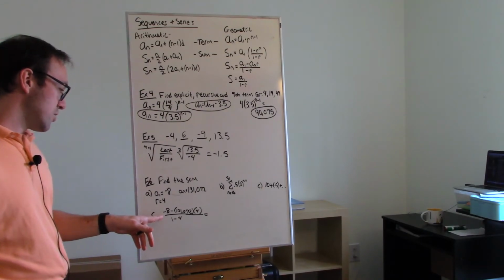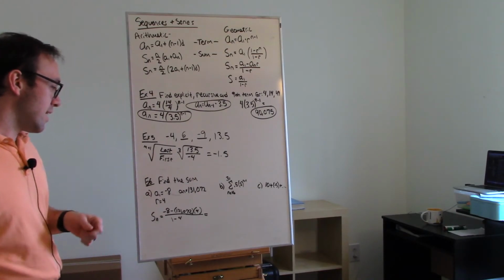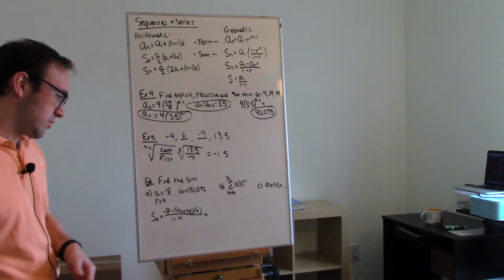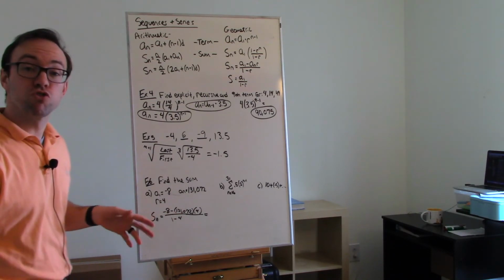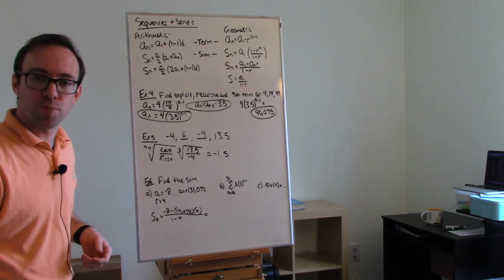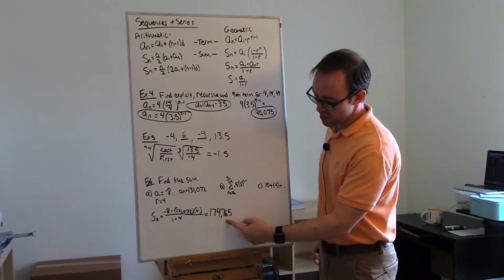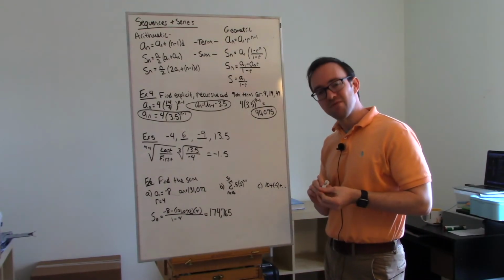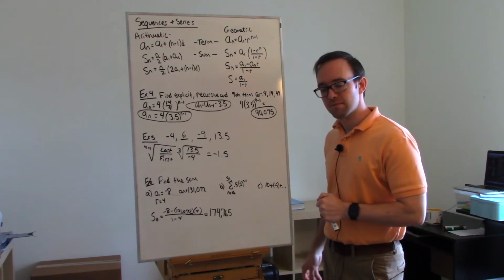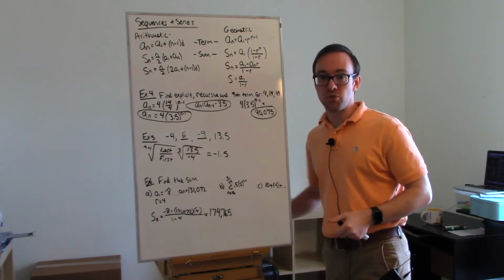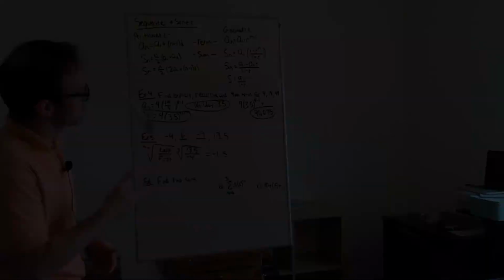So in this case, a1, or 8, minus an times r, so 131,072 times 4, over 1 minus r, or 1 minus 4. So the sum is 174,765. Now let's look at part B dealing with summations.